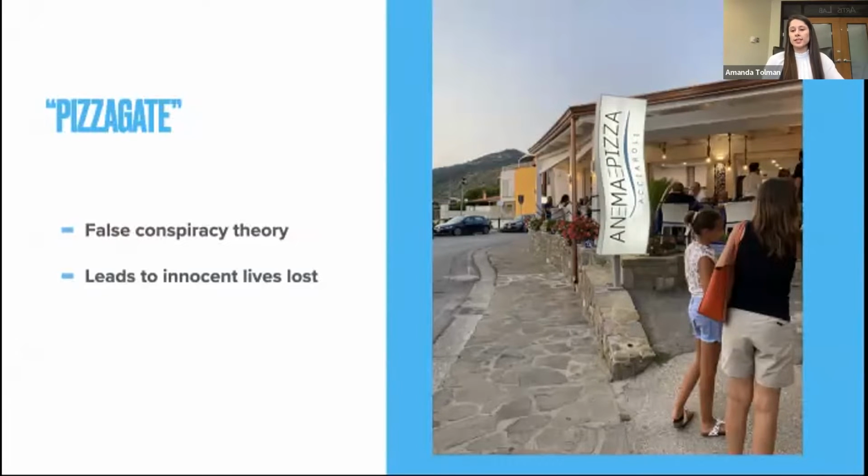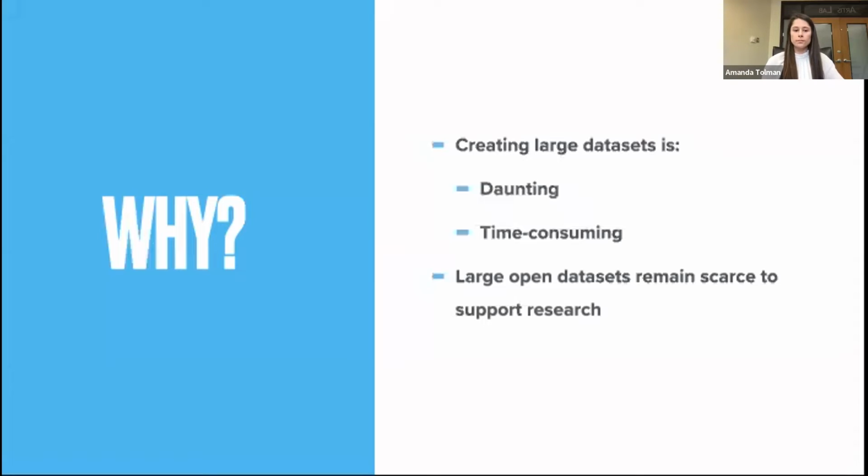This is a real example that happened in DC at Comet Ping Pong Pizza, otherwise known as Pizzagate. This is only one out of many destructive outcomes that result from the spread of misinformation. These destructive outcomes will get worse unless researchers are able to find ways to avoid such events from taking place.